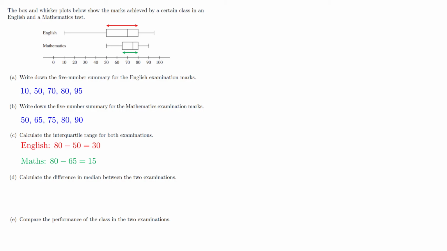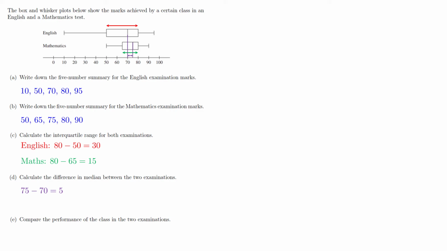Okay, the next one asks you for the difference in median between the two examinations. So the median is that line going down through the middle of the box, so those purple ones there. And the difference is just the difference between 75 and 70, which is 5.